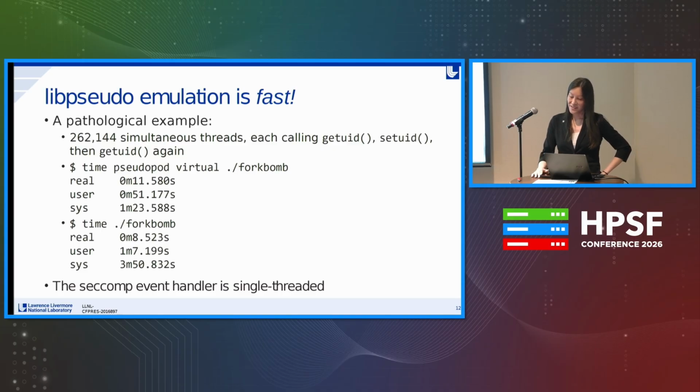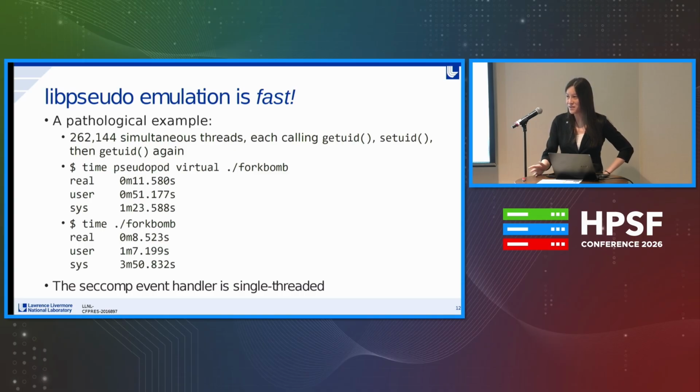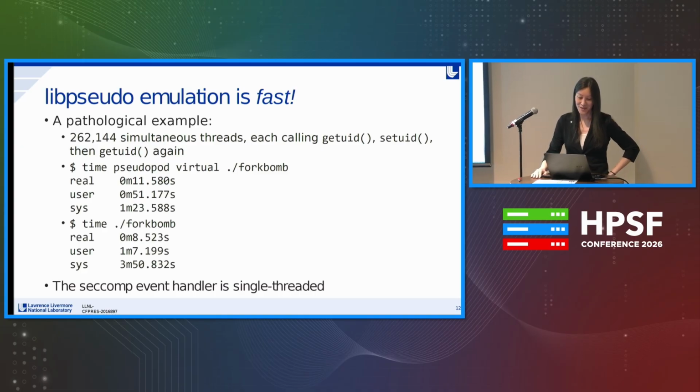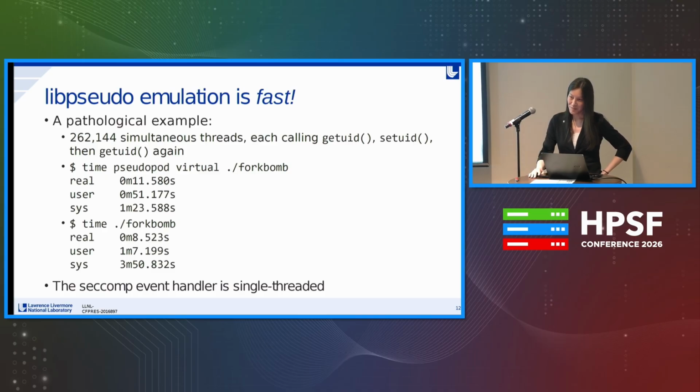So to test what the overhead of actually doing this with seccomp was, I wrote what I call a pathological example. That's essentially a fork bomb that just calls getUID, setUID, and then getUID again, and exits, and that's basically it. It's essentially an 8-level fork bomb with a fan out of 8. It slows down the system quite a bit when you run it. It churns through a lot of process IDs. So this runs about 250,000 simultaneous processes that are all doing only the system calls that we care about. So it is the absolute worst case.